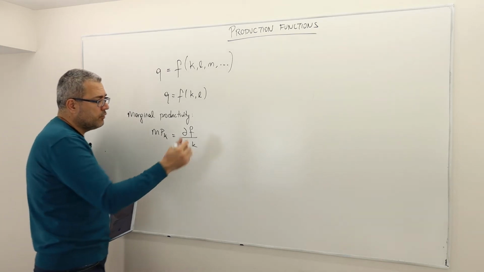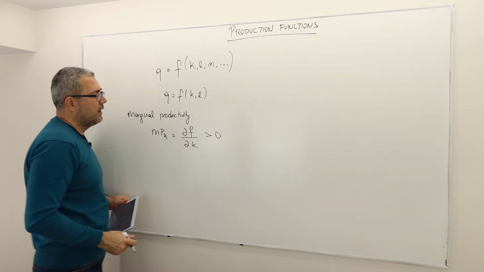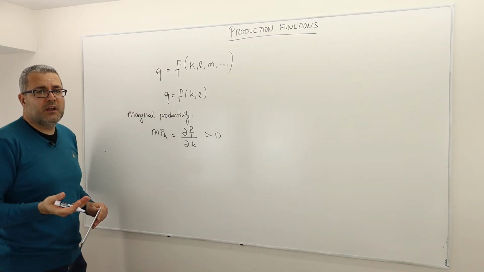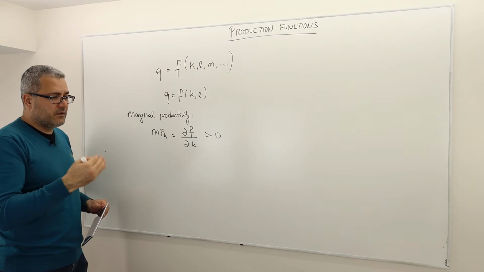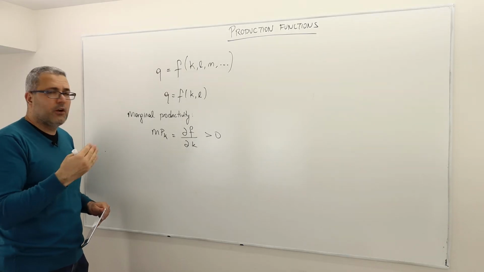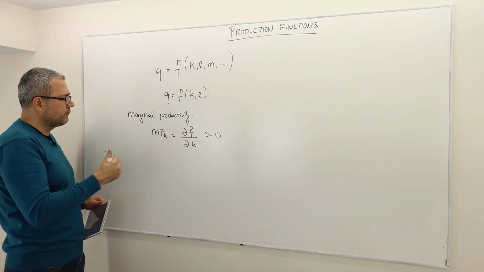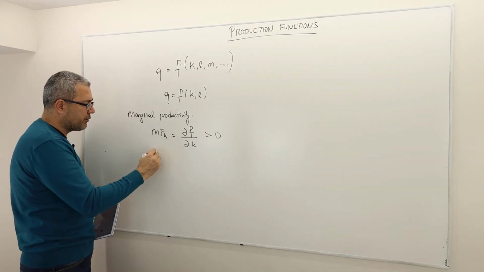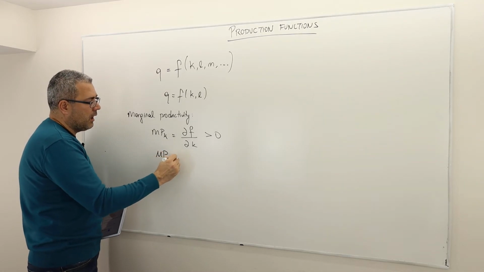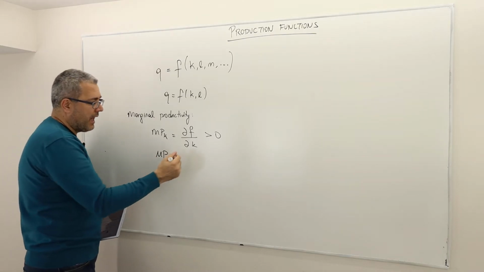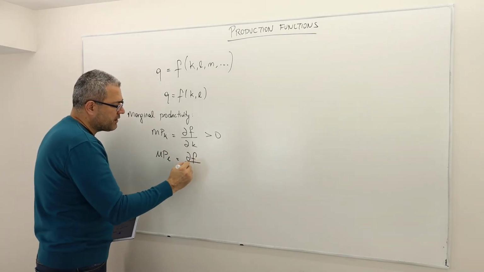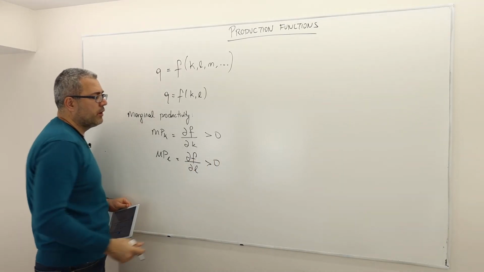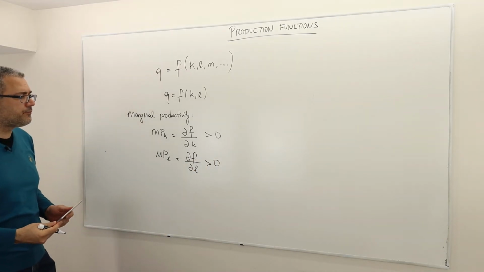We normally assume that this is a positive term. Well, why is that so? Well, it makes sense, right? The more input you use, the more output you can produce. And similarly, if we're talking about marginal productivity of labor, we denote it MPL. And again, it's the partial derivative of the production function with respect to labor. And we also assume that it's positive.